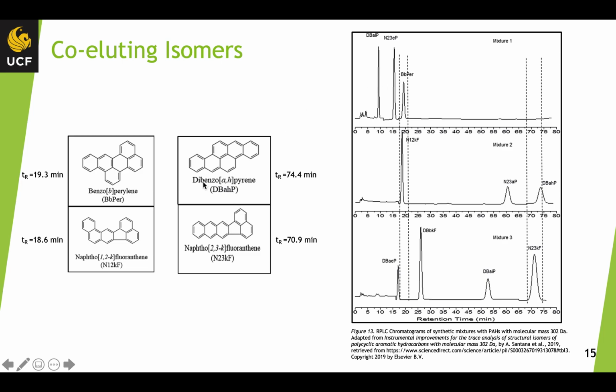The same is observed for dibenzo[a,h]pyrene, DBAHP, and naphtho[2,3-k]fluoranthene, or N23KF. We observe the same overlapping of these chromatographic peaks, and therefore they would co-elute in a sample.